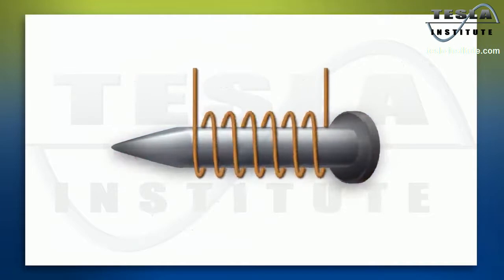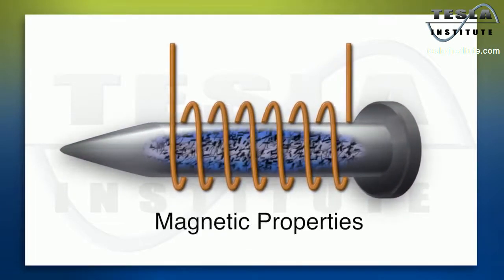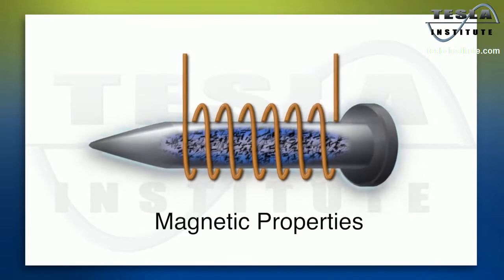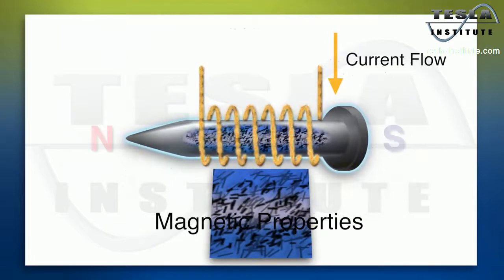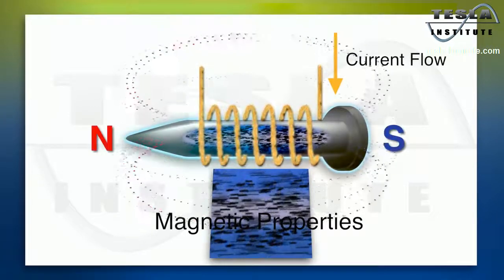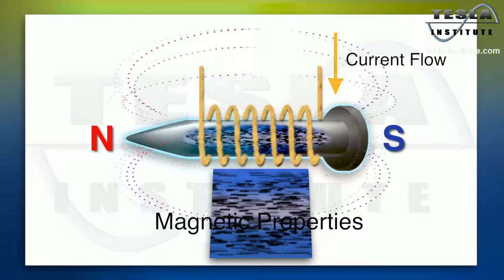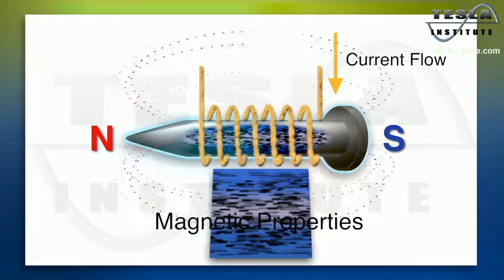Certain metals, such as iron, like this nail, have magnetic properties where the atoms are randomly oriented. This random scattering of atoms cancels any natural magnetic field. But when current is passed through the coil of wire, it produces a magnetic field which forces the atoms to align in the nail. These aligned atoms combine to produce a strong magnetic field from the nail. And the same is true of the stator's core.